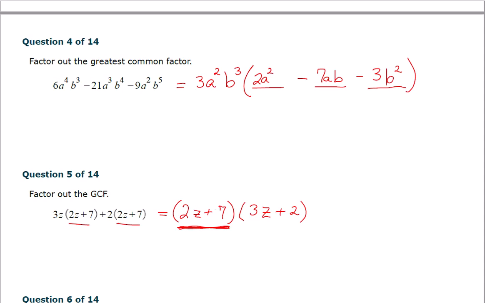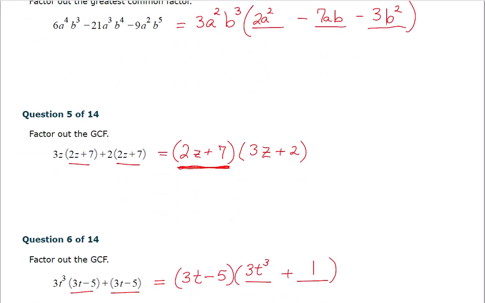What about the B's? Let's see, I've got B3, B4, B5. The most they all share in common is 3 B's. All right, well, if I took it out, they're gone from there. There's 1 left there. And if I took 3 away from here, there's still 2 left in there.